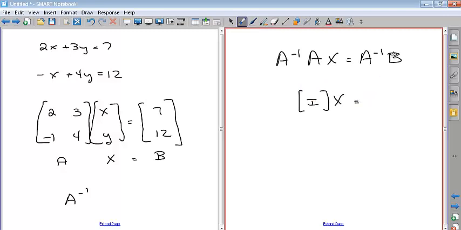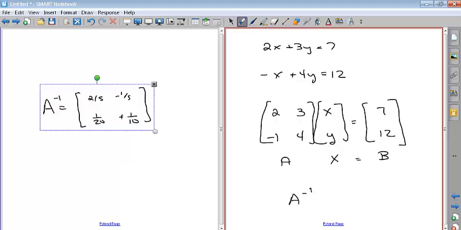And when you multiply, the identity matrix times X is just X, that's my solution. And over here, when you multiply this together, you'll end up with a matrix, whatever it is. It'll be a 2x1 matrix. And the numbers that you get when you multiply the inverse times B give you the solution.